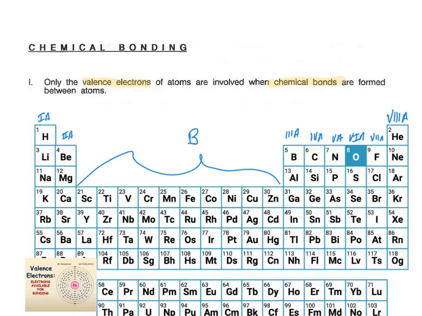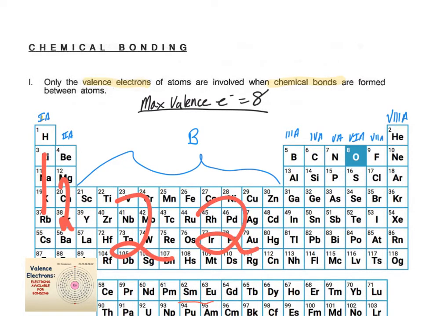Another important factor is to recall that the maximum number of valence electrons is 8. So recall, group 1A has 1 valence electron, group 2A has 2 valence electrons. All of the group B, which includes all those lower ones in that lower part of the periodic table, all of those have 2 valence electrons. Group 3A has 3 valence electrons. Group 4A has 4 valence electrons. Group 5A has 5 valence electrons. Group 6A has 6 valence electrons. Group 7A has 7 valence electrons. And of course, group 8A has 8 valence electrons.